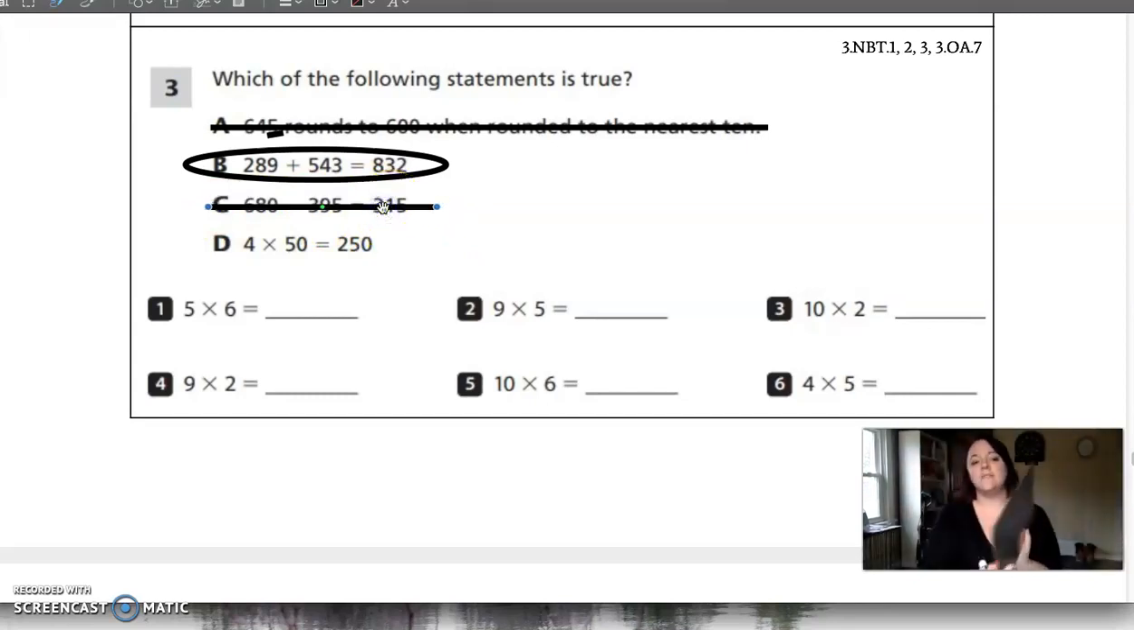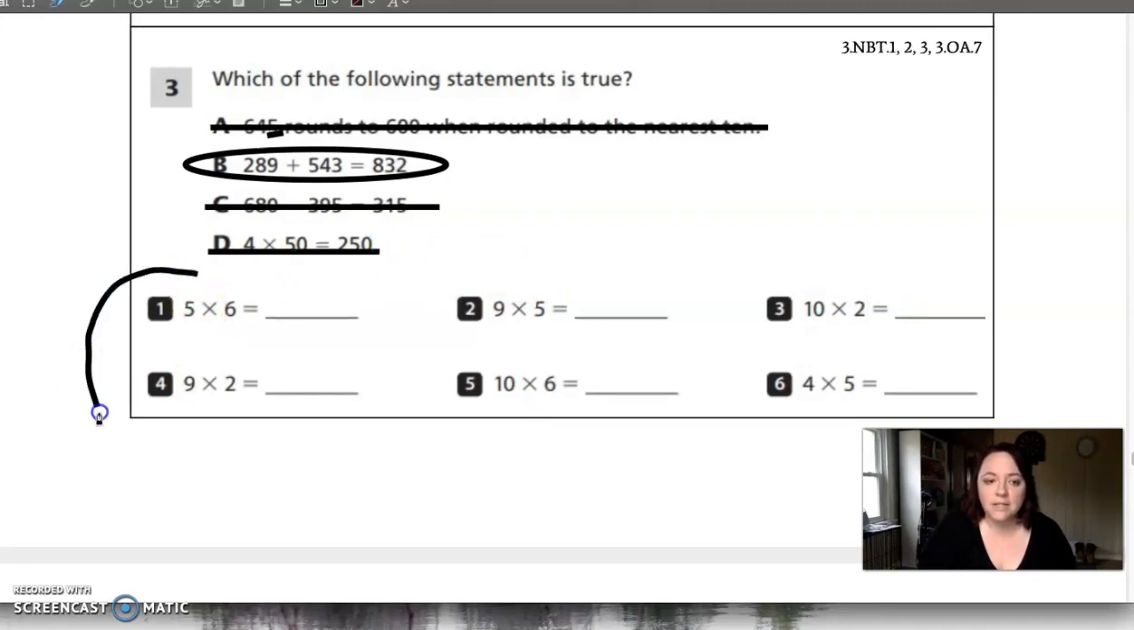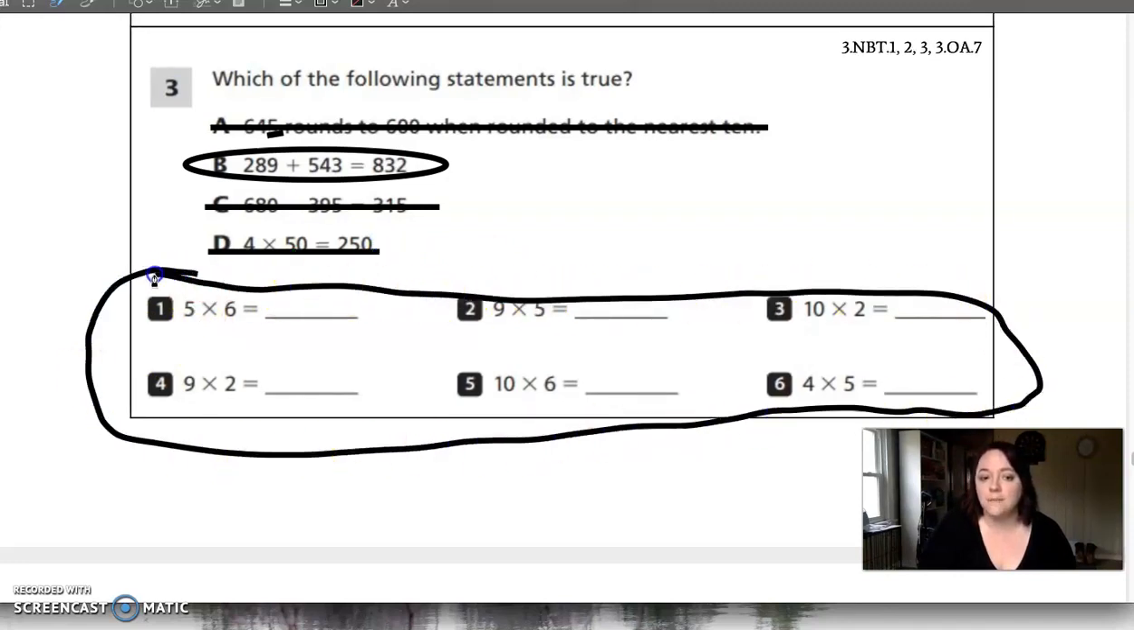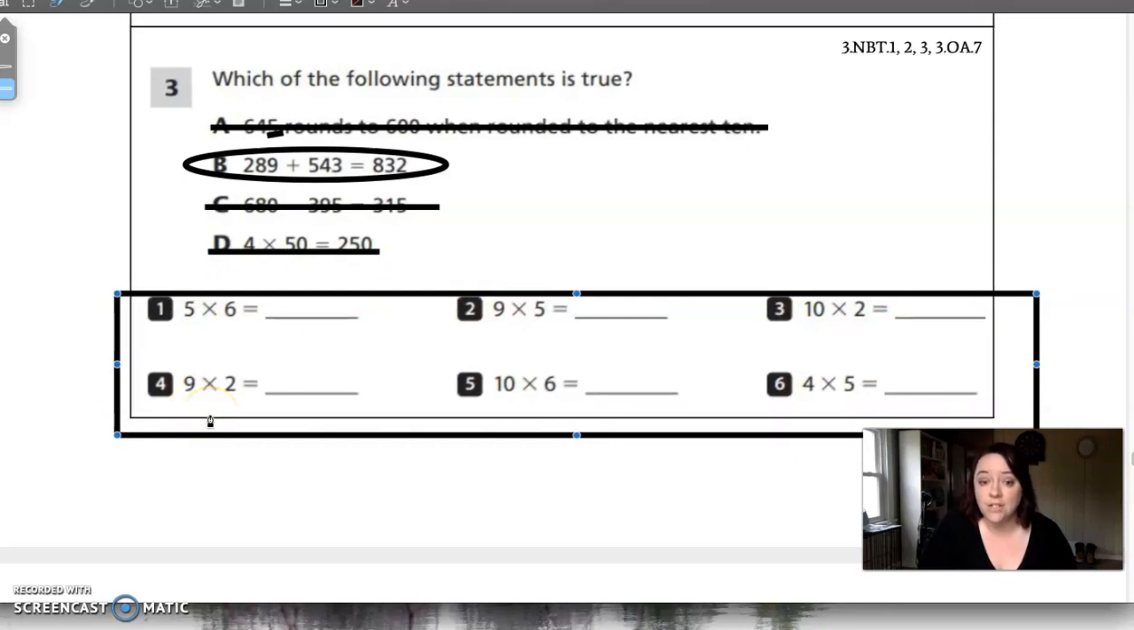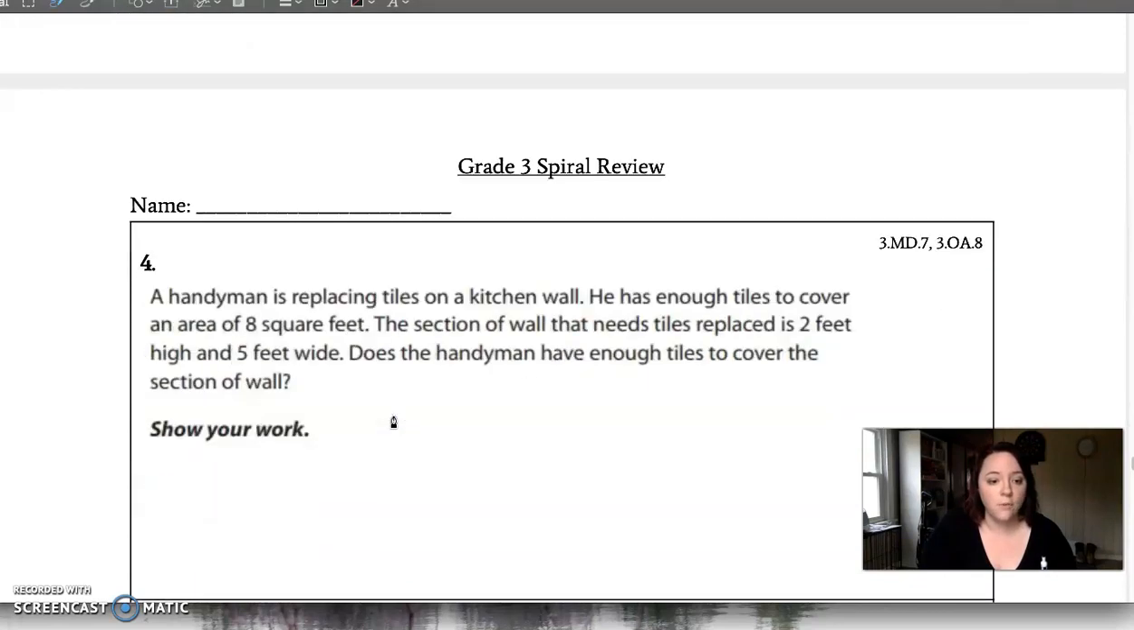Now, D is 4 times 50. Now, we did a couple of these problems already where we did the bigger number, but it has a 0 times another number. So if we take the 0 away and we do 5 times 4, that's 20, not 25. So it's not 250, it would be 200. So D is not correct as well. All right. These are for just a little bit of practice. So if you would like to take these ones and write them down on a piece of paper, you can, and you can actually solve them on your own if you would like. So I'm going to keep moving along to number 4.